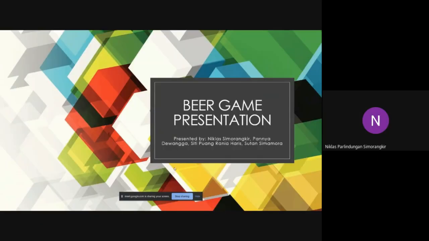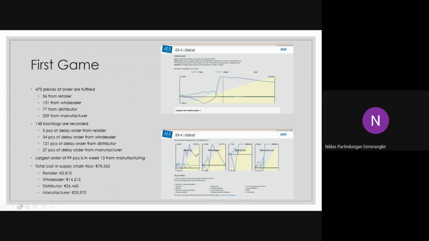Good afternoon. Today my group will be presenting our beer game study. For the first game, it was already mentioned a few times previously that there are two things. First, we did not implement any policy whatsoever, so everything remains constant and we are free to do as we wish. And the second was that we were not allowed to communicate with each other, so we have no knowledge whatsoever of what is going on in each other's region, per se.